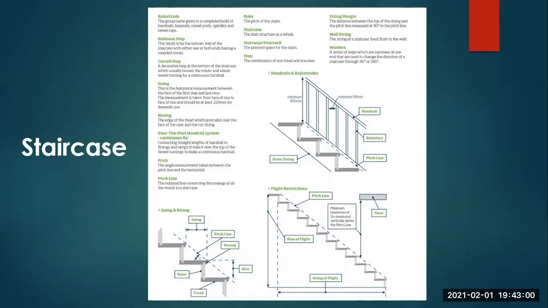Okay. Then you have the riser and the tread. Then this line, the space from nosing to nosing, is called the going. Then you have the pitch line. This should always be a straight line, even when you're doing the design of the staircase.